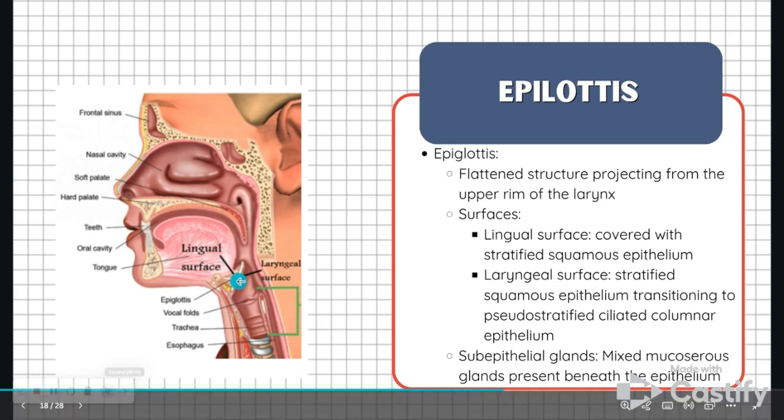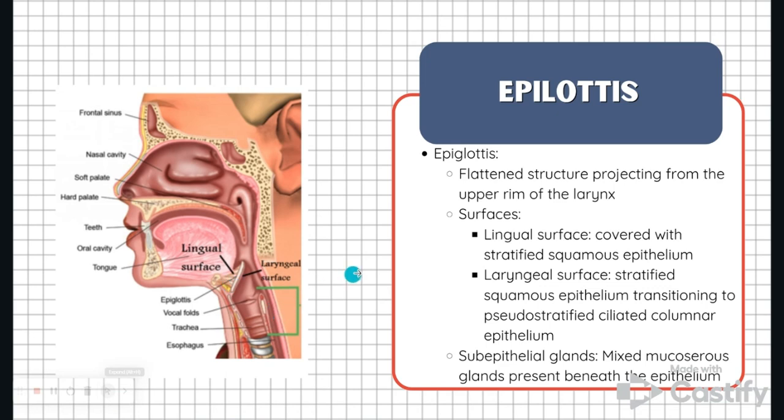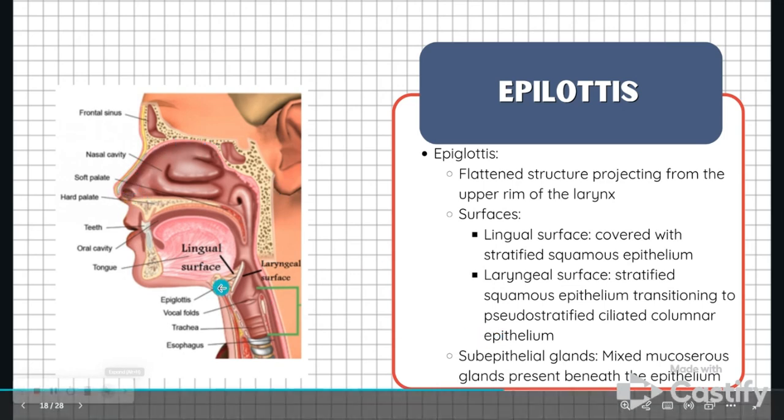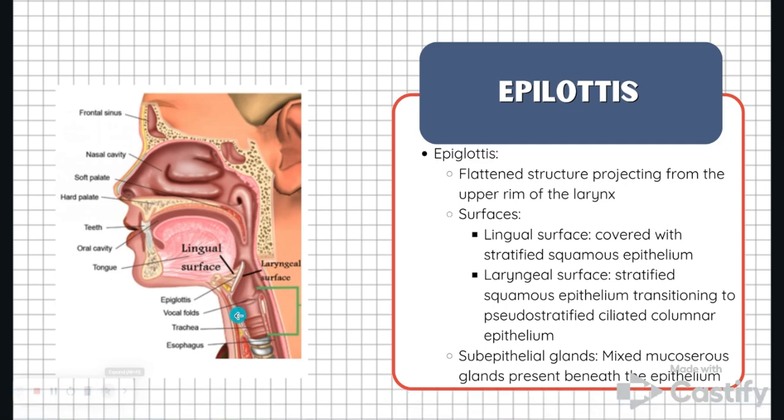Okay, just like as you see here, lingual surface is going to be towards the tongue, and laryngeal surface is going to be towards the larynx, okay? The laryngeal surface is a stratified squamous epithelium, and it's going to transition to pseudostratified ciliated columnar. And we're going to look at that in the histology slide in a bit, okay? But I want you to notice this, just like how we said before in the nasal cavity, how we transition from stratified squamous to pseudostratified. Same thing here. We're going to go from stratified squamous epithelium to transition to pseudostratified columnar epithelium, okay?